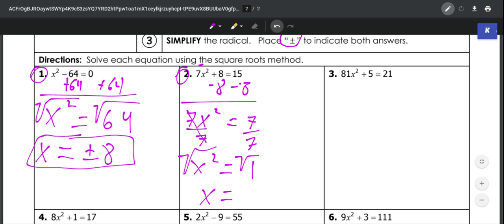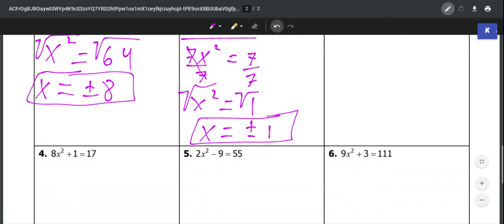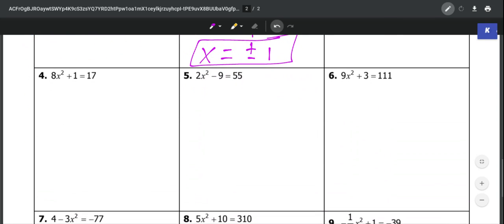So x is going to equal plus or minus the square root of 1, which is 1. These are a little bit of the easier types of problems just because they come out evenly, but we'll do some examples where they don't come out evenly. Let's look at number 4.